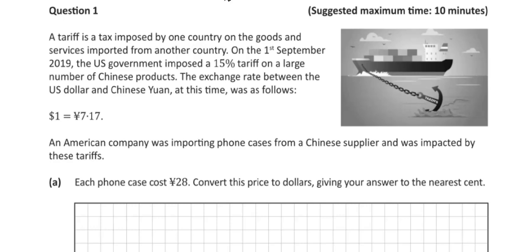A tariff is a tax imposed by one country on the goods and services imported from another country. On the 1st of September 2019, the US government imposed a 15% tariff on a large number of Chinese products. The exchange rate between the US dollar and Chinese yuan at this time was the following.